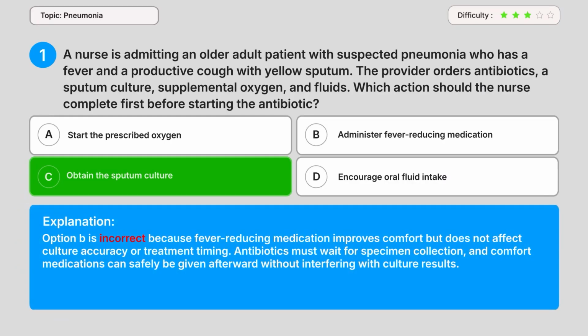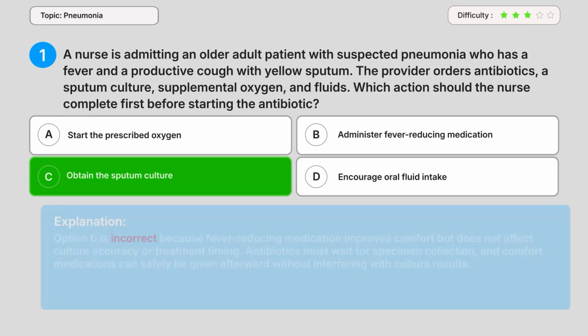Option B is incorrect because fever-reducing medication improves comfort, but does not affect culture accuracy or treatment timing. Antibiotics must wait for specimen collection, and comfort medications can safely be given afterward without interfering with culture results.